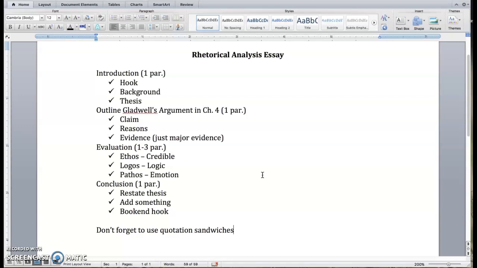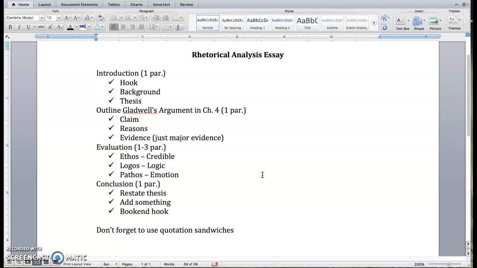And so, what you need to do is have a paragraph in which you say, in chapter 4, this is what Gladwell's main idea is. This is his claim, right? So, you have to figure that out for yourself. And then you want to say, he believes this because those are his reasons, right? And then you want to give a sampling of the evidence that he provides to back up his claim.